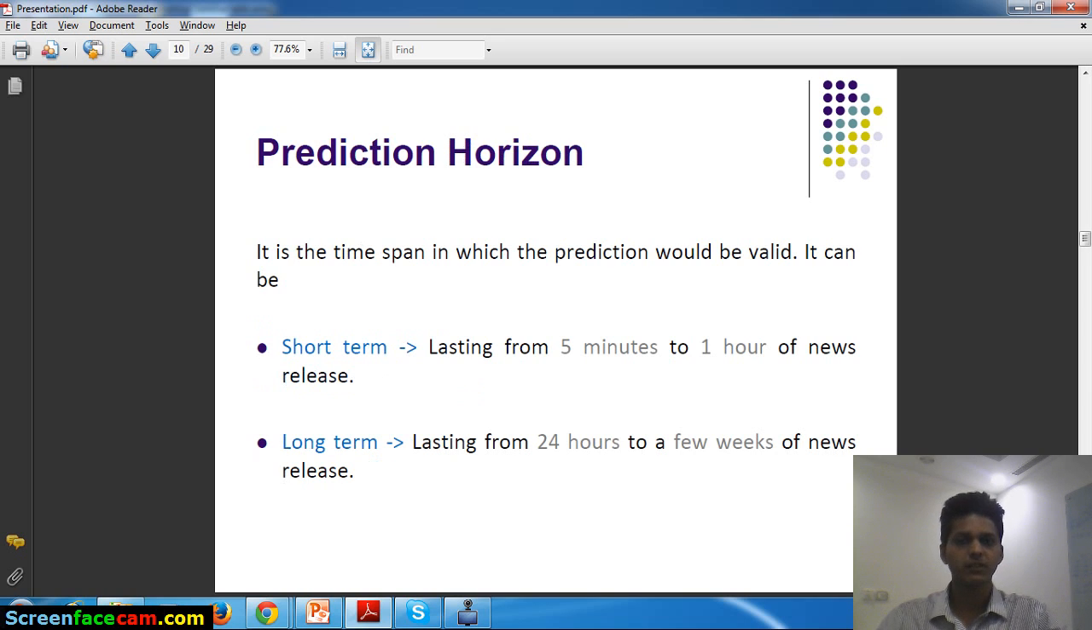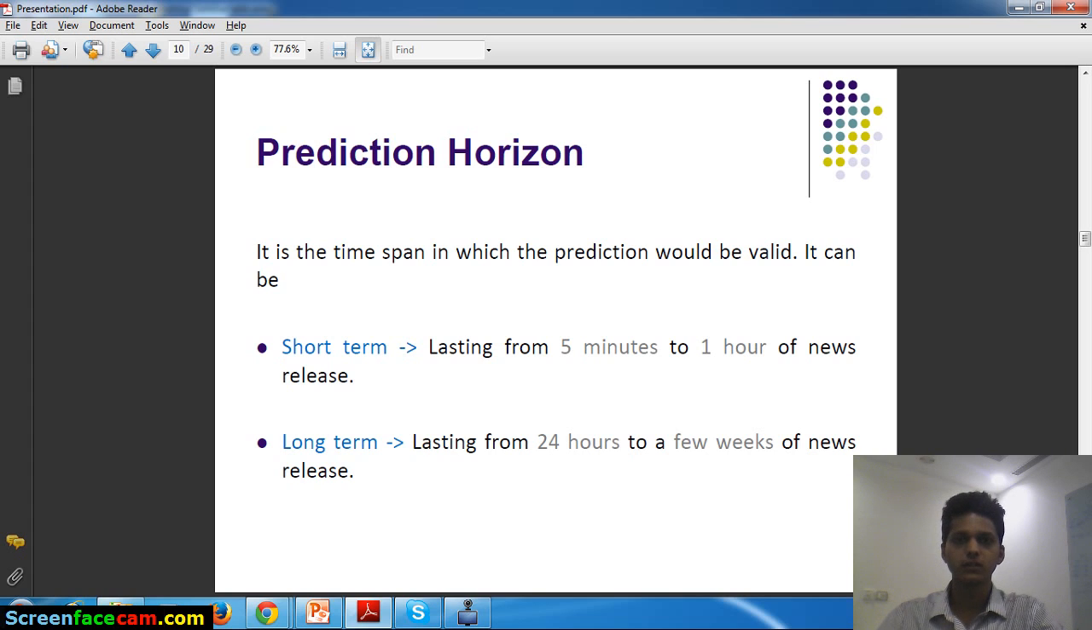Next, moving on, we have prediction horizon. Prediction horizon, as the name implies, stands for the range of time. So it is the time span in which the prediction would be valid. So there are two categories of prediction horizon. We can classify it as short term or long term.